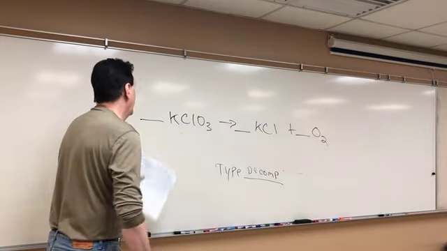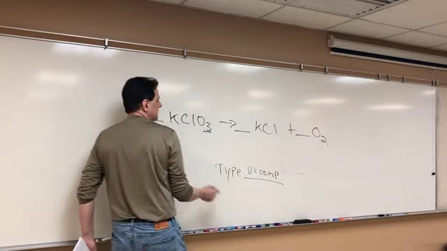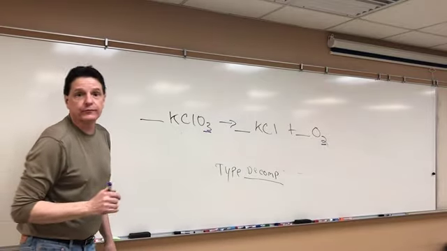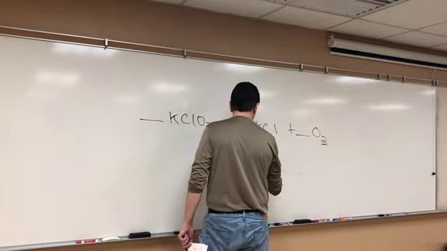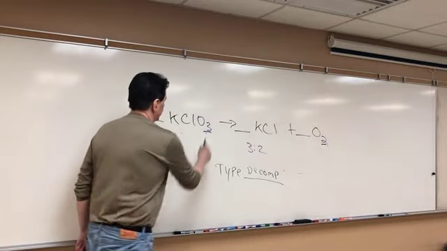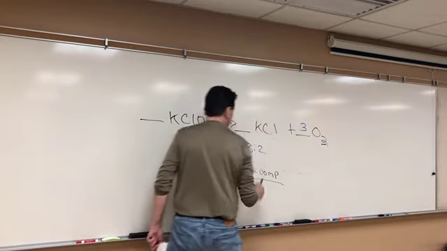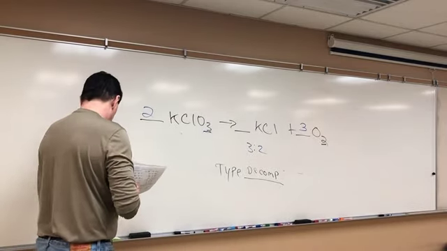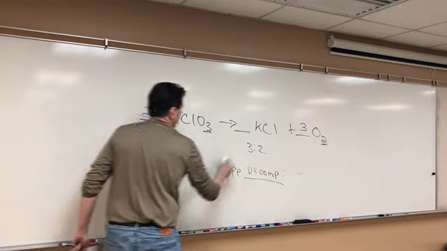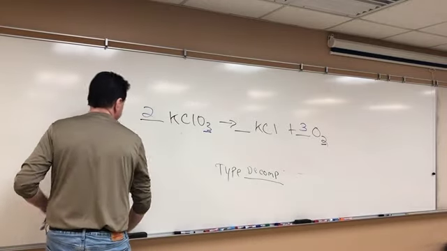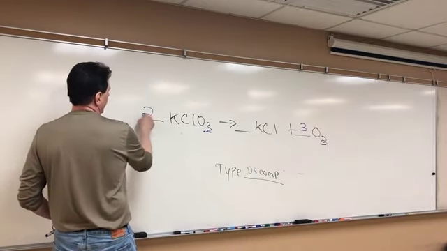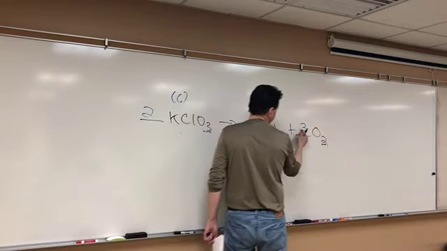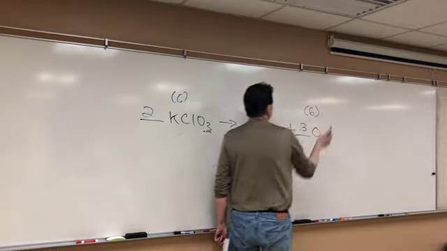Let's balance this out. I got a 3 here and a 2 there on oxygen. I'm going to go with the 3-2 scenario. What that means is I'm going to take that 3, bring it there, and take that 2 and put it out front here. And then I'm going to do my O count: 2 times 3. Remember, it's coefficient times subscript. 6.